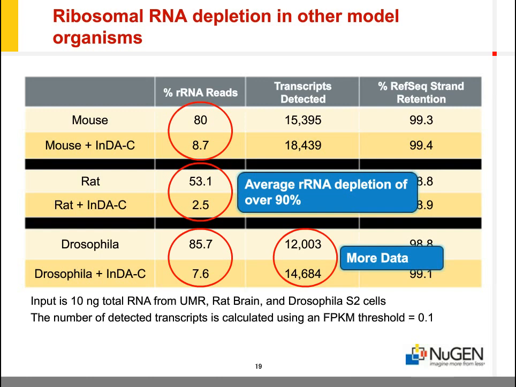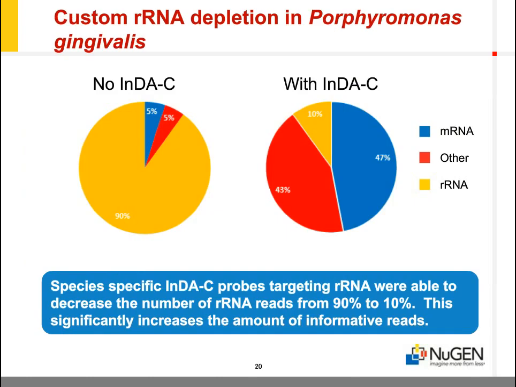P. gingivalis is a gram-negative pathogenic bacterium found in the mouth and implicated in periodontal disease. In the absence of any depletion, ribosomal RNA represents approximately 90% of the total reads. Species-specific ribosomal RNA sequences were used to design custom InDA-C probes. Use of these custom InDA-C probes reduced the ribosomal RNA reads to 10% of the total reads.